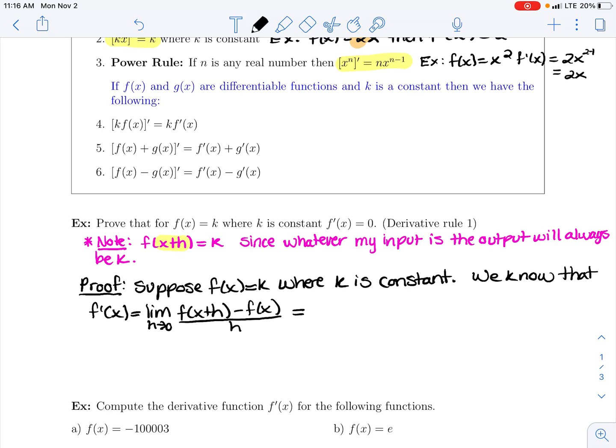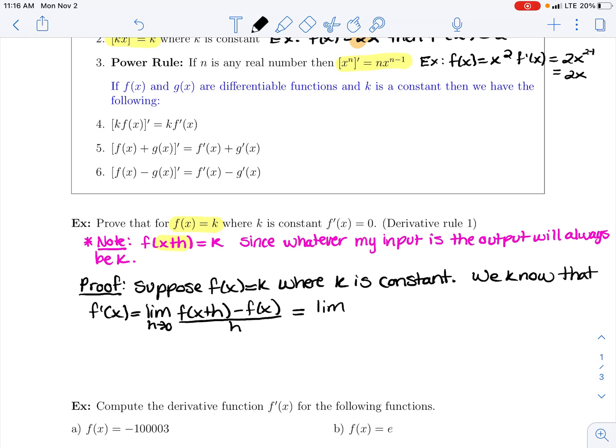And now this is what comes into play. What is f of x plus h and what is f of x? Well, we already know what f of x is. F of x is given in the problem in the beginning. It's k. And then I also noted to you before we even started the proof that f of x plus h is also k, right? Whatever I input into that function, my output's just going to be k.